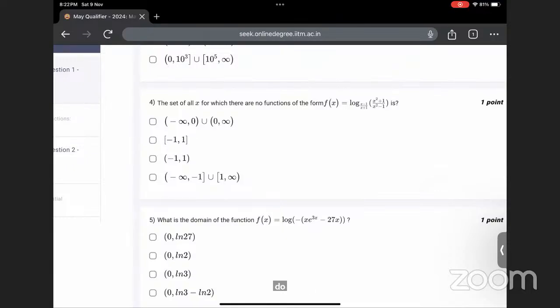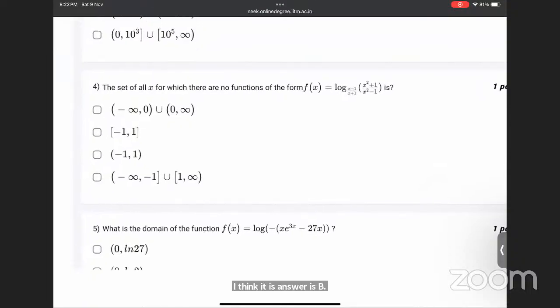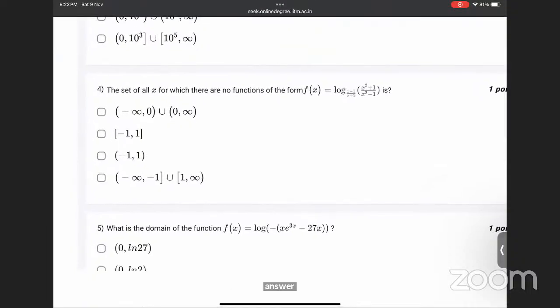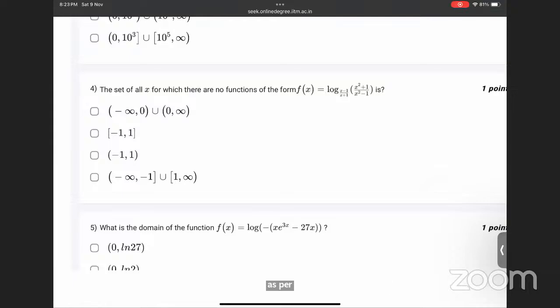What ABCD? I think the answer is B. Ma'am, we should not include -1 in the domain, right? Yes. You have to find the anti-domain, I mean the domain complement. First find the domain, then just do the complement. In the set for which this function is not defined, we have to find the anti-domain.